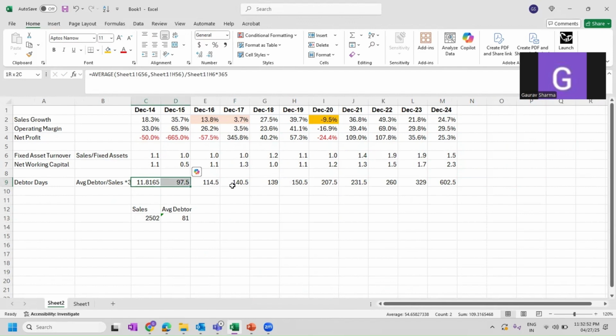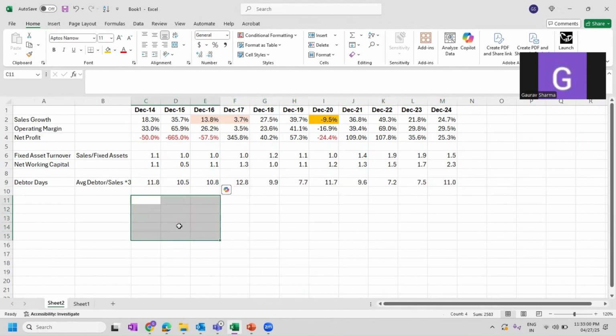Okay, I just copy this formula all the way to the right just to ascertain how many days it takes for me to recover money from my debtors. This is certainly a very good number. My debtors are paying me back within 10 to 11 days.